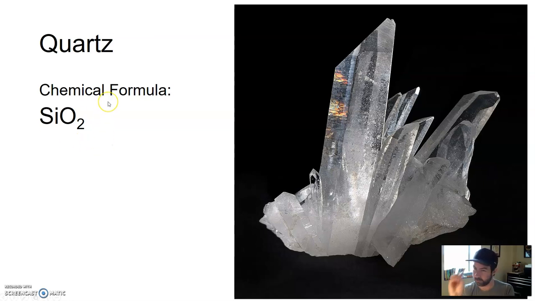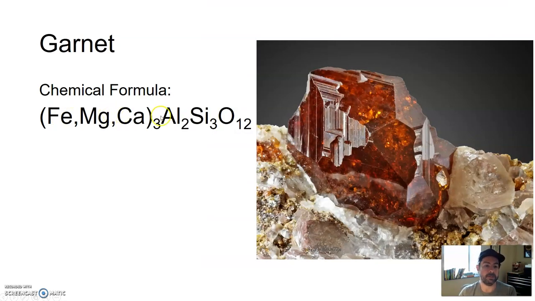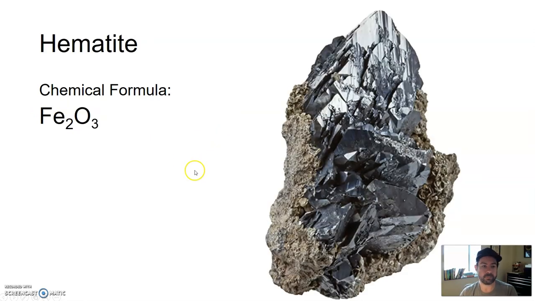Related to quartz, with just a little sprinkling of some extra stuff, is olivine. Here's that silicon and 4 oxygens this time, but a little iron or magnesium sprinkled in. Remember, those are in the top 12 as well. Again, garnet: some silicon, some oxygen, aluminum, magnesium, iron, calcium. Again, more oxygen, more silicon, potassium, aluminum, a little bit of hydrogen thrown in on this one. This is muscovite. Hematite: oxygen and iron. Again, the top 12.